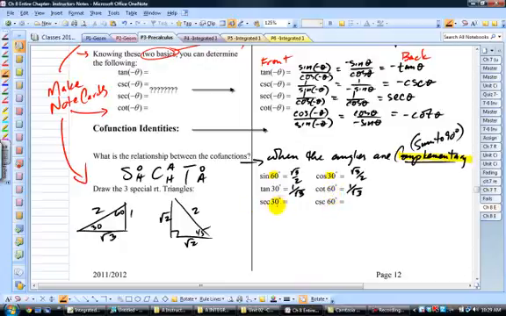Secant of 30 degrees is the reciprocal of cosine of 30 degrees, which is root 3 over 2. Take the reciprocal, you get 2 over root 3. And the cosecant is the reciprocal of sine of 60, and the sine of 60 is root 3 over 2. Take the reciprocal, you get 2 divided by root 3 again. So it looks like when the angles are complementary, the cofunctions are equal.